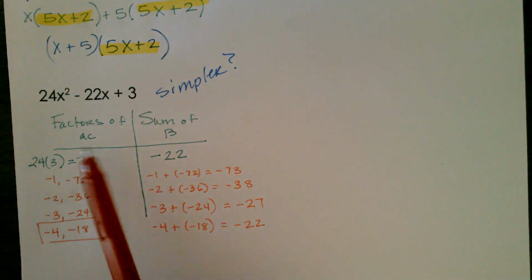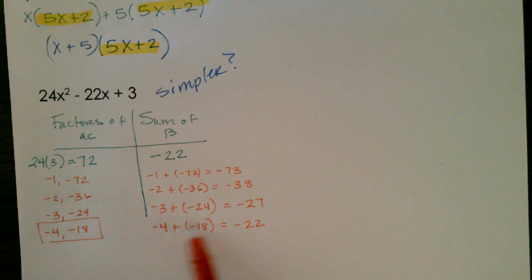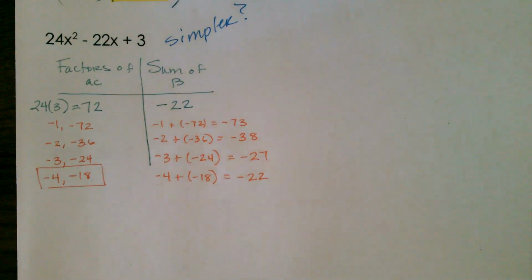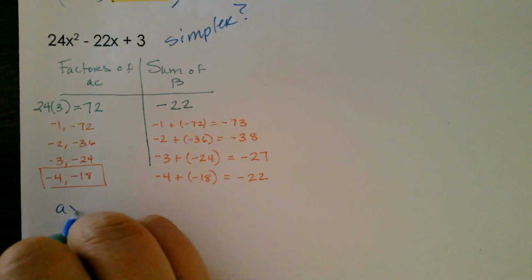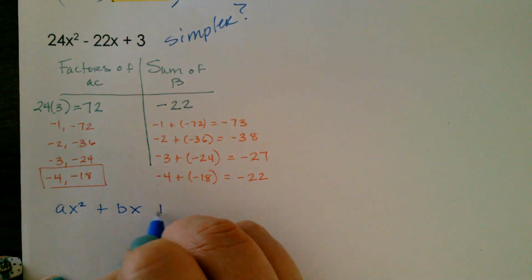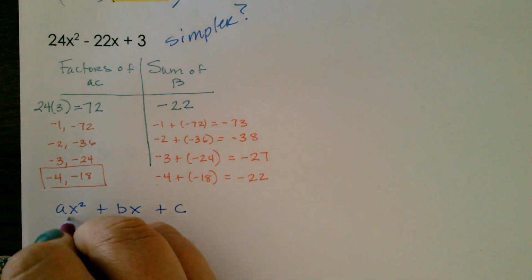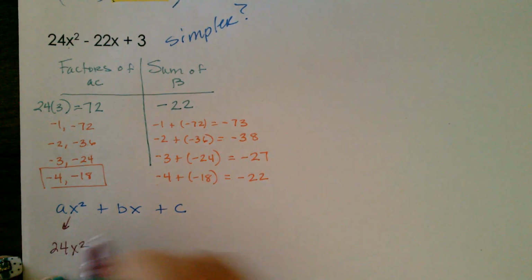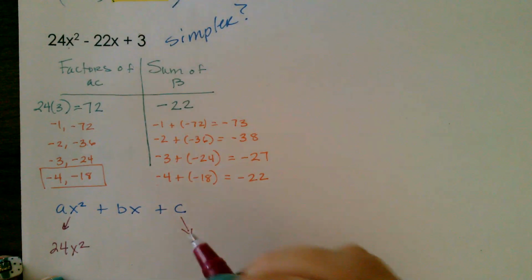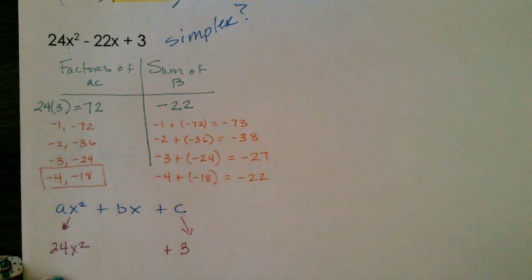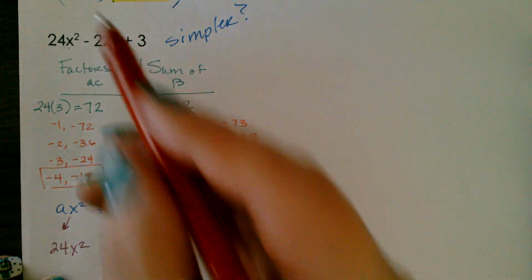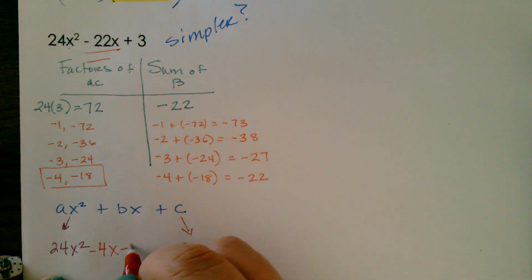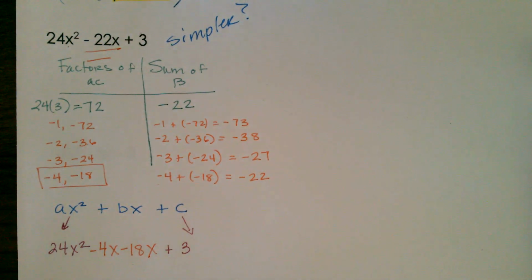Those two multiplied together get 72. Those two added together get a sum of negative 22. Okay. We have standard form. I will put in my original a term, so 24x squared. I will put in my original c of plus 3. The negative 22x was broken down to negative 4x minus 18x. Great.